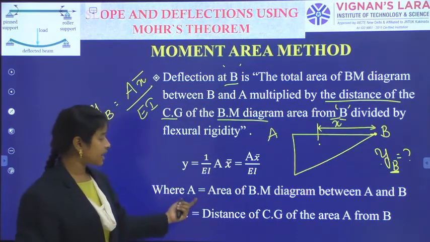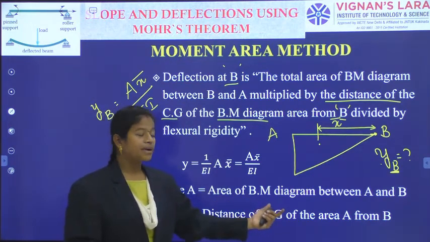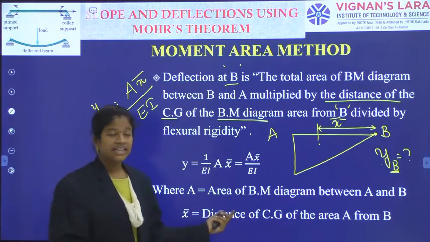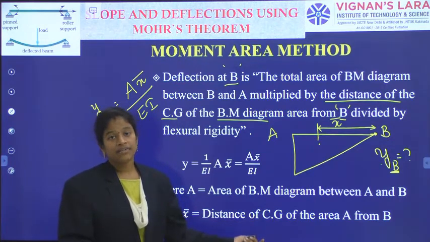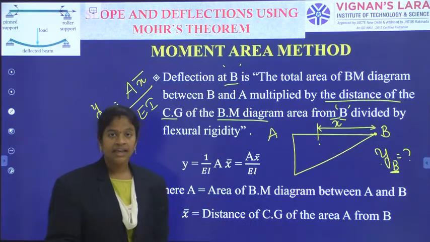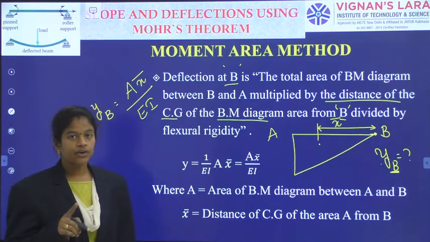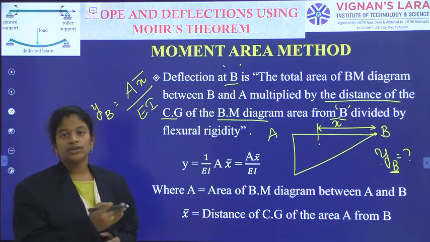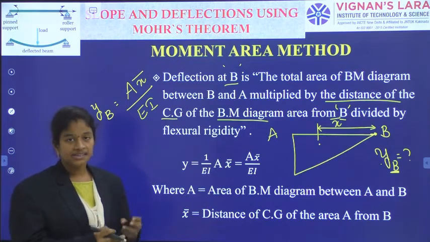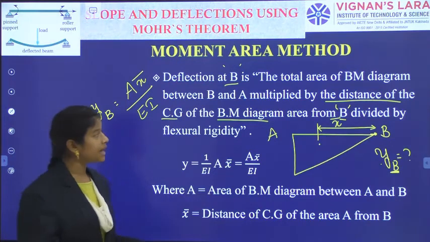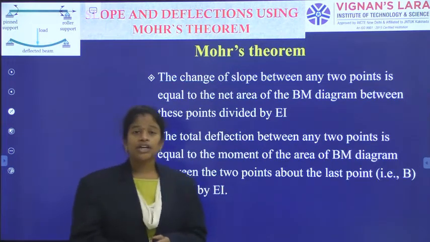Here also again they were explaining, A is the area of bending moment diagram between A and B. X bar is the distance of center of gravity of the area from B. At which point are you calculating the deflection? From that point you calculate the perpendicular distance to the center of gravity of the bending moment diagram. Now we are going into 2 points.